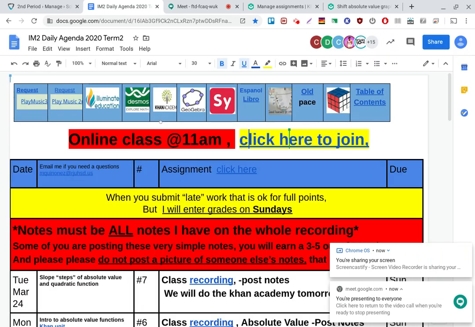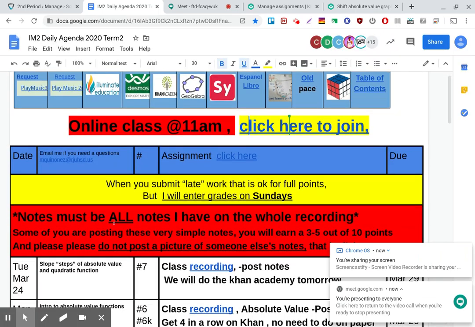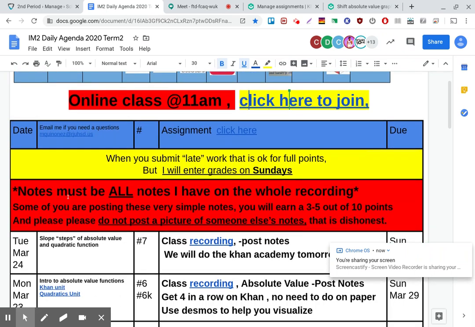And that note is that late work is not late. So I'm just going to take all work, and you have to have everything done. You can't give me these really simple, half done notes. I'm giving you all the points for everything, so you have to do your part. And also, do not share your picture of your notes with other people because that's not cool.